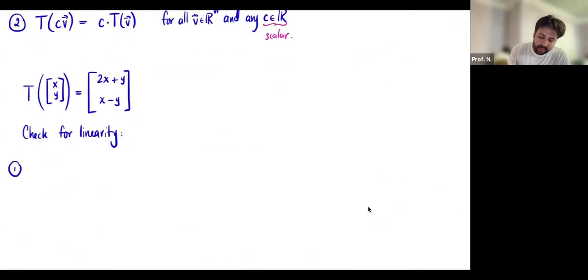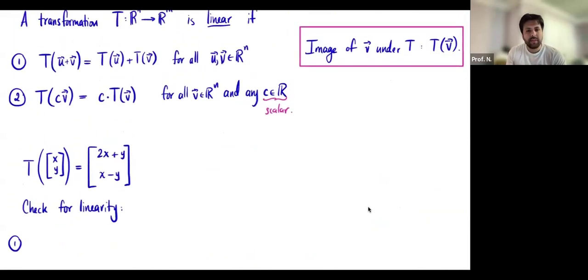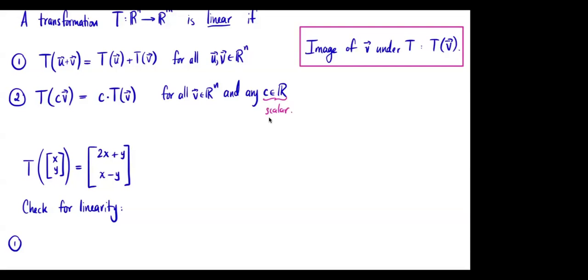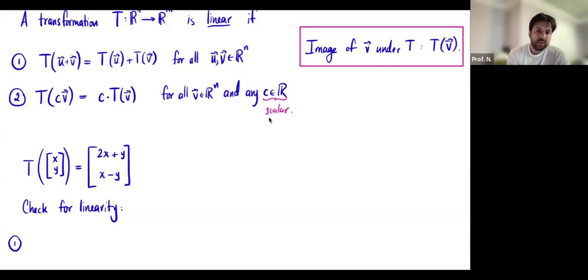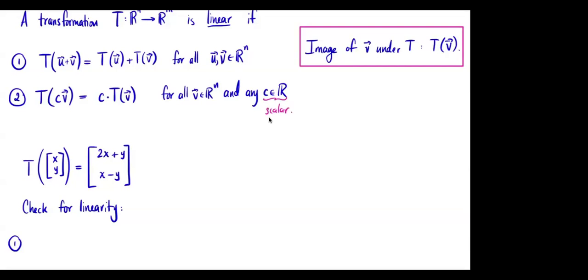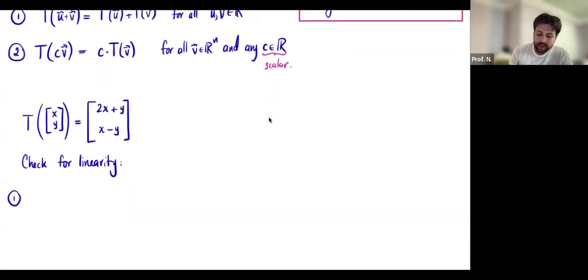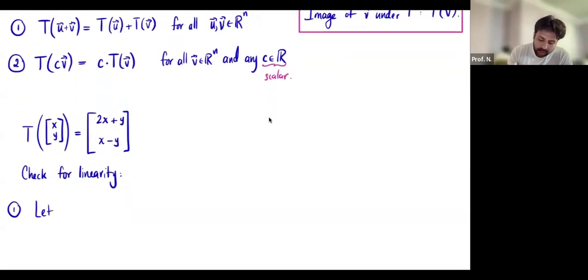So what's the first thing I have to do? I have to check that first property. So how do we check that first property? What's the first step? We do the addition separately, like we take x1 y1 and add it with another x2 y2. Okay, that's a good idea. That's right. So we say let u.